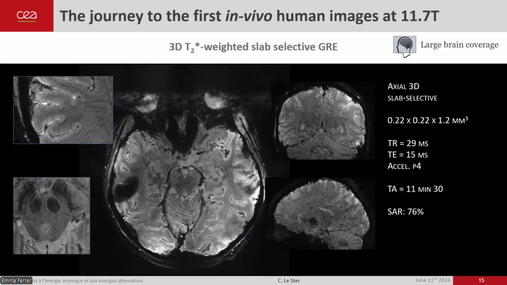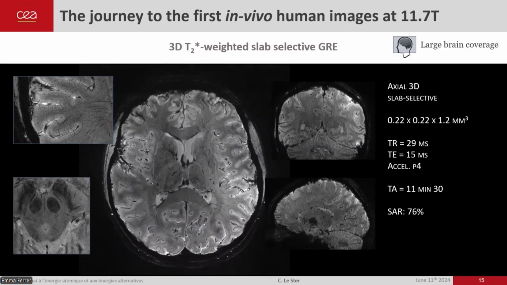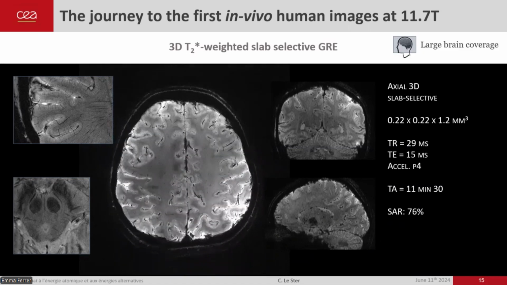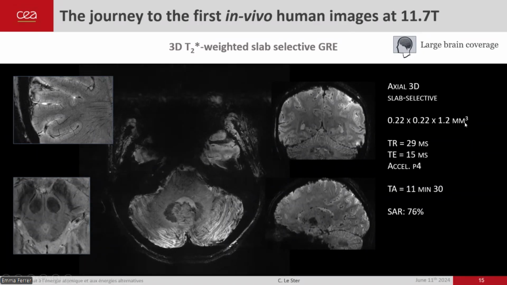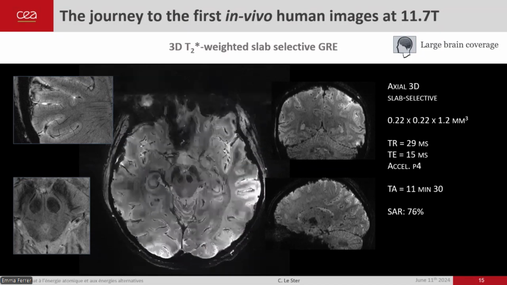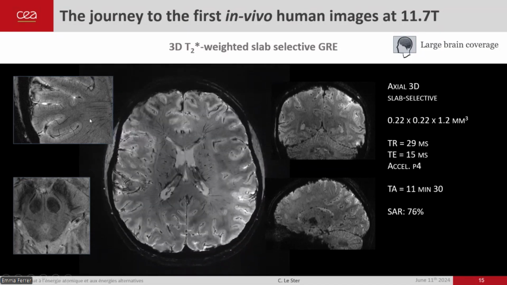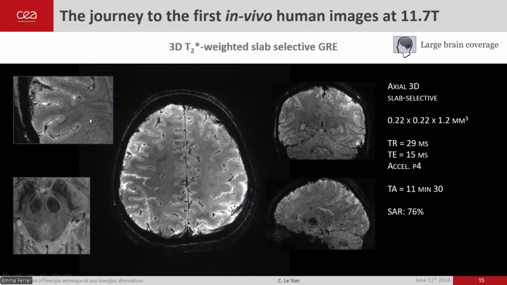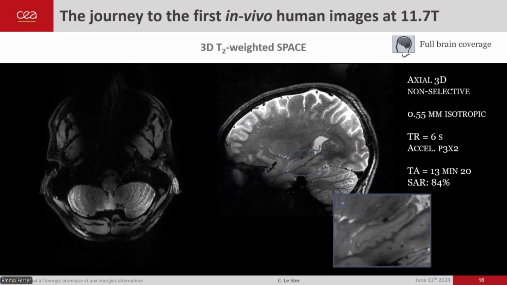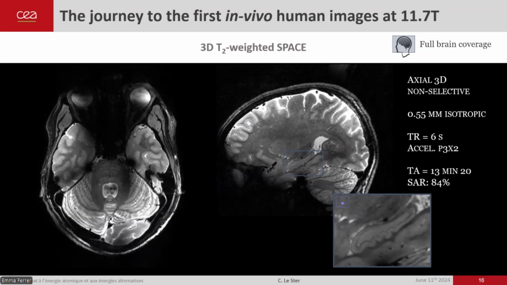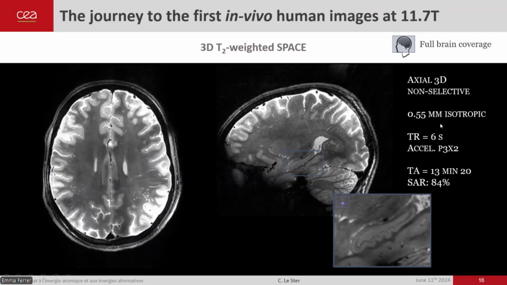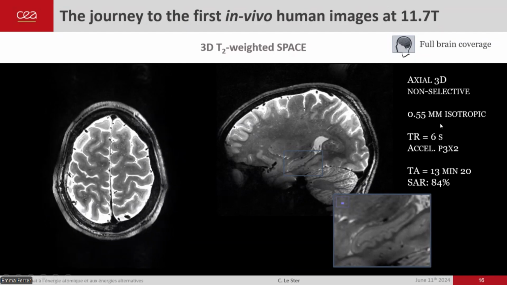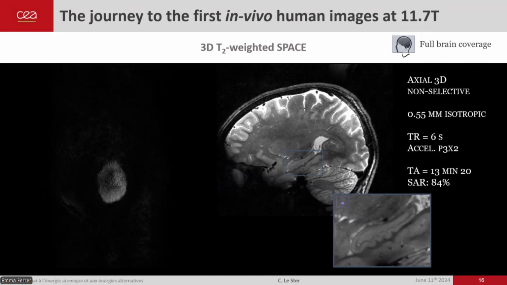We also acquired the 3D T2*-weighted slab-selective GRE sequences with the resolution given here in a scan time of 11 minutes 30 seconds. Here again, we can appreciate the nice anatomical details. We also acquired some 3D T2-weighted SPACE sequences with an isotropic resolution of 0.55 millimeter and an acquisition time of 13 minutes.